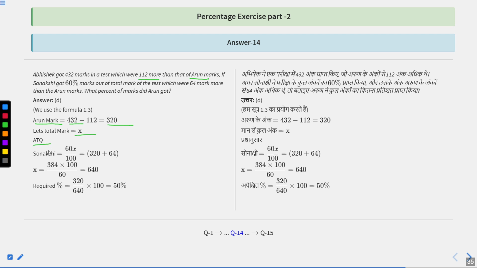So according to the question, Sonakshi got 60% of the total marks, which equals 320 plus 64. According to that, we get the value of X, which is 384 multiplied by 100 upon 60, which is 640. So the total marks is 640. The required percentage asks how much percent Arun got. So Arun got 320 marks out of 640 multiplied by 100, which is 50% marks. Okay. Next one.